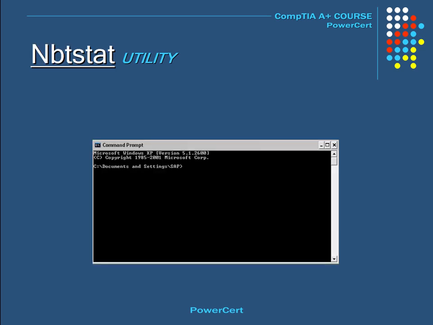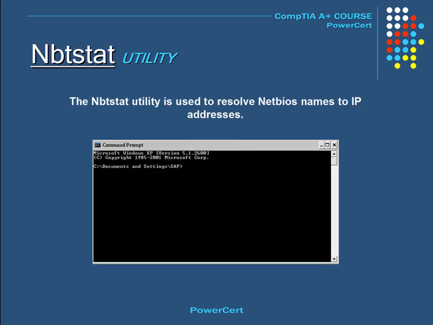And this is the NBTstat utility, and this is used to resolve NetBIOS names to IP addresses. So at a command prompt, just type in NBTstat, and here is an example of the result. This is probably the least common utility that you will ever use.